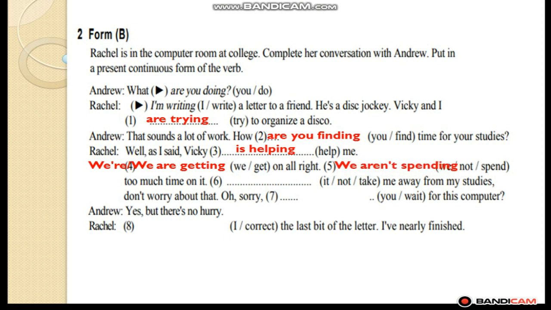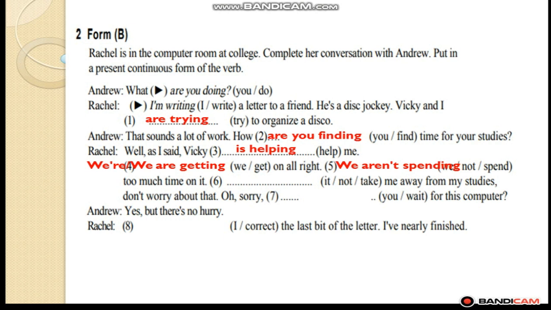And also we have "we not spend too much time on it". So it will be we aren't spending too much time on it. And also we have between two brackets "it take me away from my studies". It isn't taking me away from my studies. Don't worry about that. Oh, sorry. Between two brackets, "you wait for this computer". Oh, sorry, are you waiting for this computer?